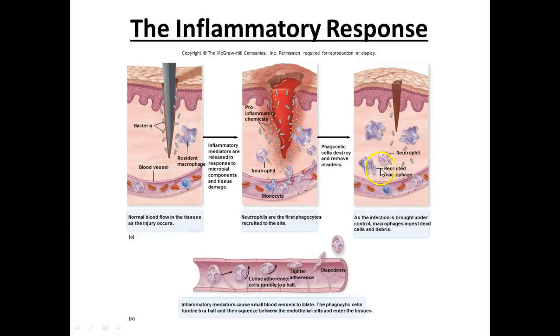Once they head into this area, what do they actually actively do? Phagocytosis. They're literally going to engulf and digest internally the bacteria in that area, damaged cells, cell debris. Yeah, they're the big eaters. Macrophages are the big eaters. These guys here, they eat a lot. Neutrophils eat too, and they're really good at killing.